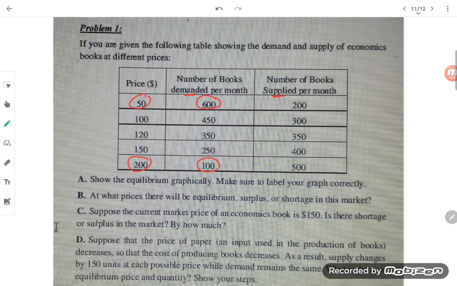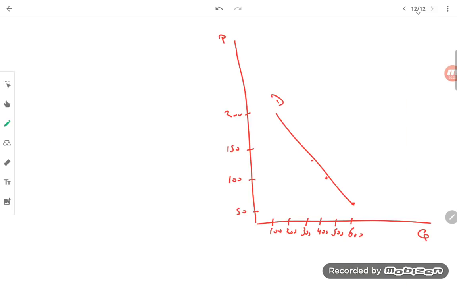And we have to do the same with respect to supply. At 50 it's 100, at 100 it's 300, and so on. So this is the supply curve.